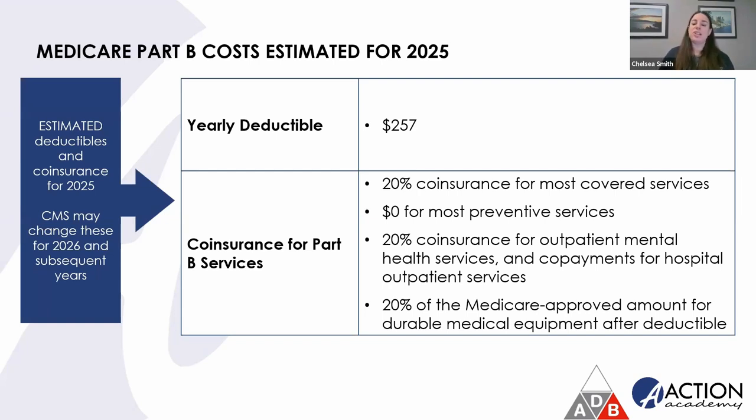Coinsurance for Part B services in general is 20% for most covered services for providers accepting assignment. Remember, that's important. Make sure that they accept assignment. A member might pay 20% of every doctor visit after they've met their annual deductible, but there is no limit to this 20% and there is no out-of-pocket maximum. Durable medical equipment is covered at 20% when the deductible is met. Most preventative services do not have coinsurance, and the Part B deductible does not apply as long as, again, the provider accepts assignment. An assignment, for those of us who don't know, is the agreement between Medicare and healthcare providers and suppliers to accept the Medicare-approved amount as payment in full.